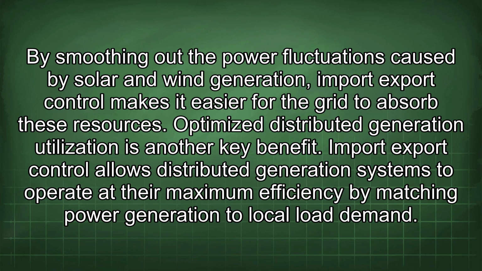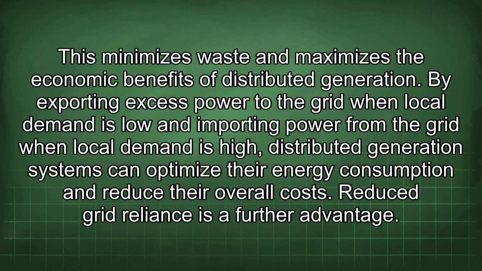Optimized distributed generation utilization is another key benefit. Import-export control allows distributed generation systems to operate at their maximum efficiency by matching power generation to local load demand. This minimizes waste and maximizes the economic benefits of distributed generation. By exporting excess power to the grid when local demand is low and importing power from the grid when local demand is high, distributed generation systems can optimize their energy consumption and reduce their overall costs.